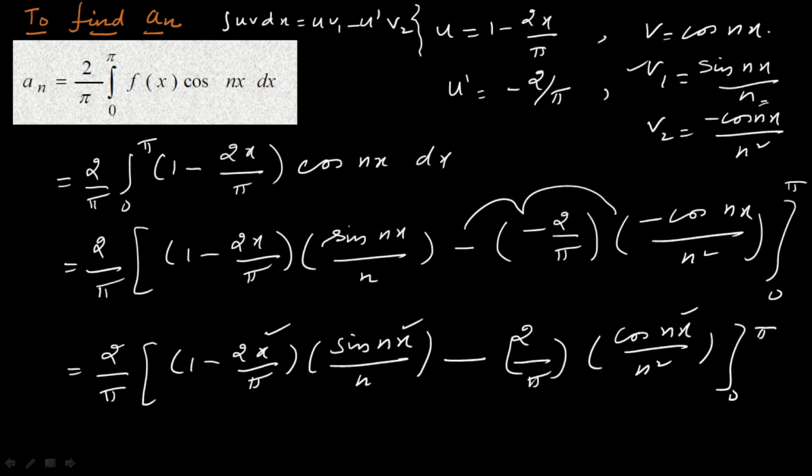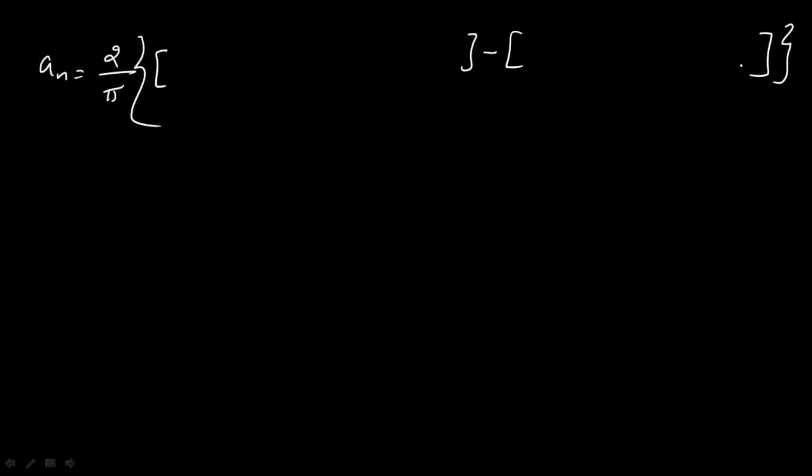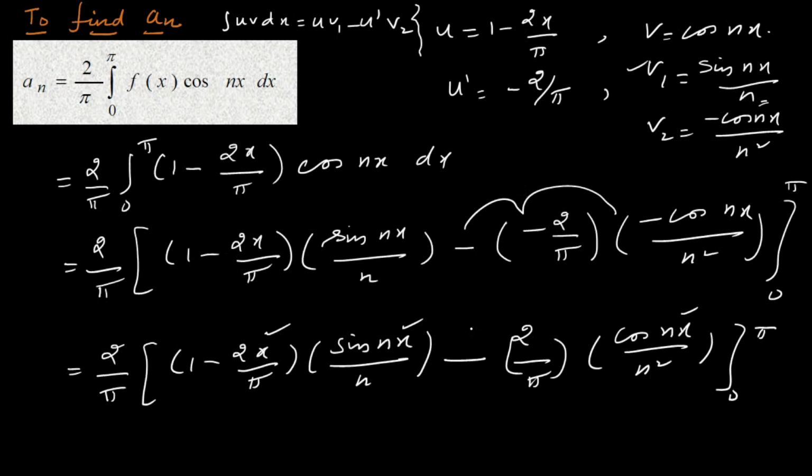So now let me first substitute the upper limit. If you substitute the upper limit, you have an equal to 2 by pi. So put a big parenthesis. First bracket is for upper limit and second bracket is for lower limit. Now let me first substitute the upper limit.